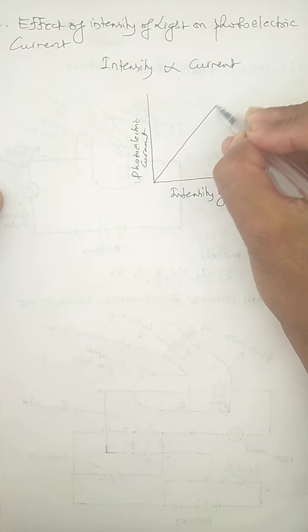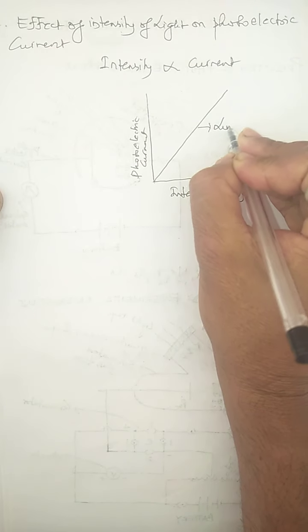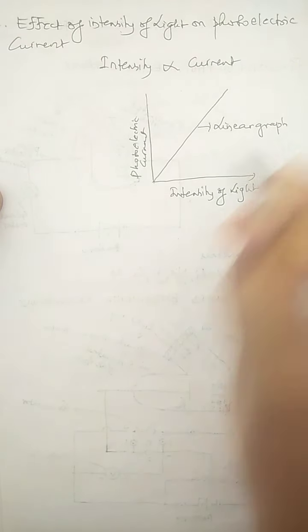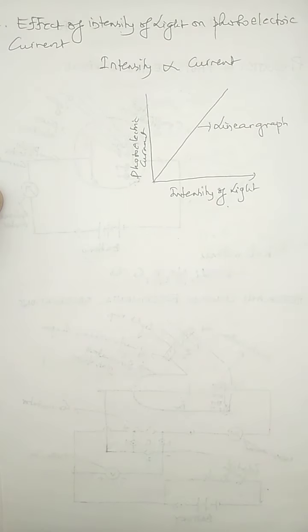That's why the graph became a linear graph. So these are straight line graphs; we also call them linear graphs. So the linear or straight line graph was obtained, and this graph shows that photoelectric current is directly proportional to the intensity of what? Light.